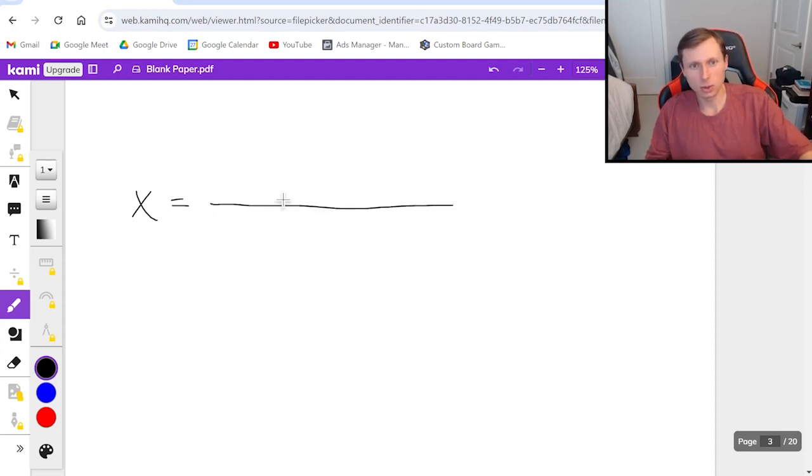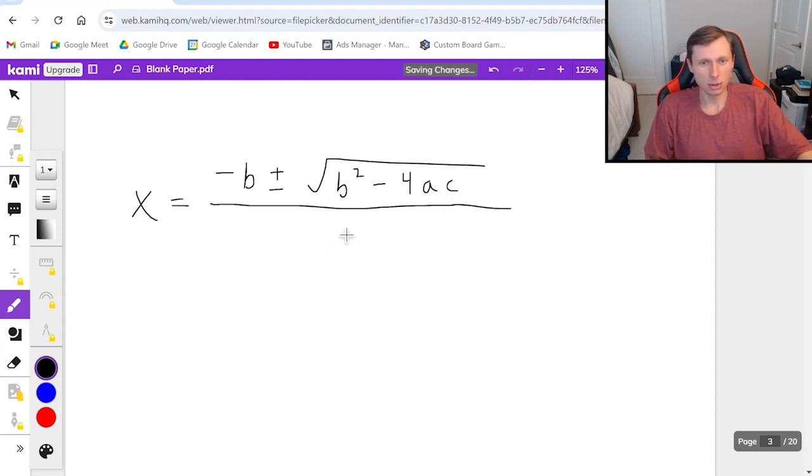X equals negative b plus or minus square root of b squared minus 4ac all over 2a. And that's it.